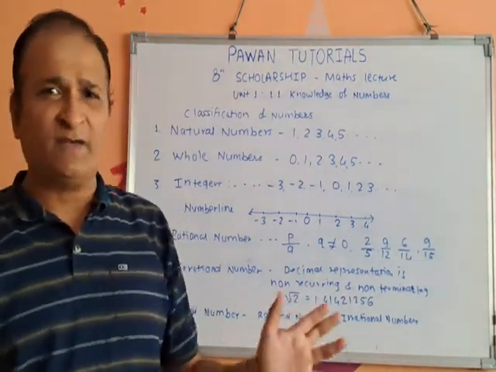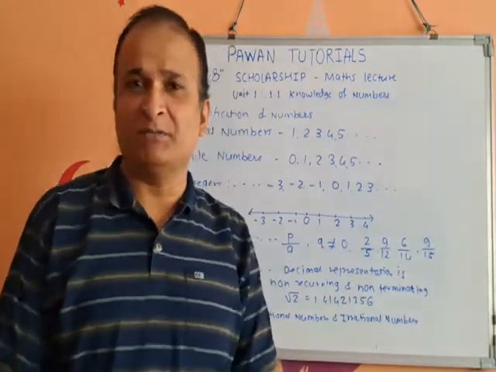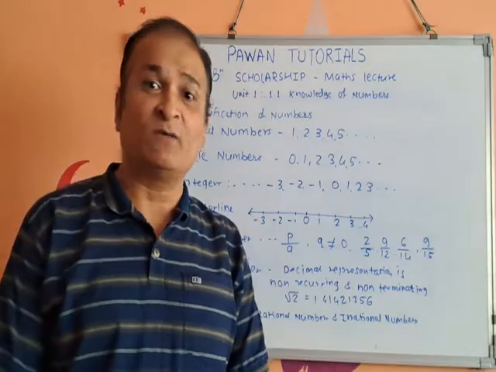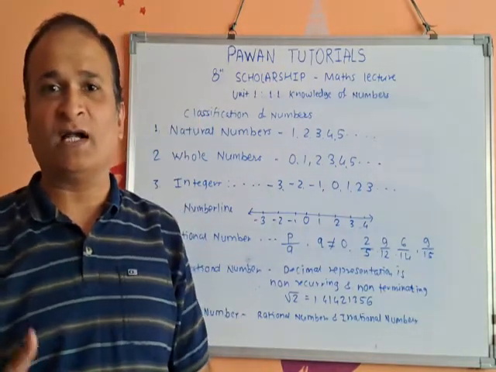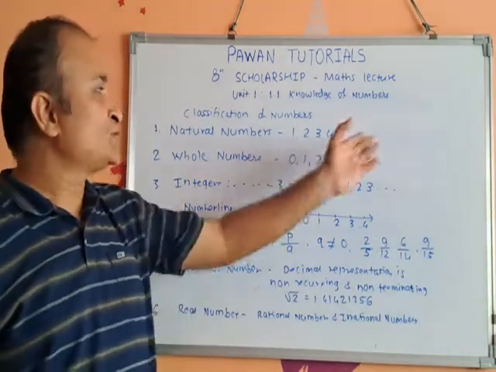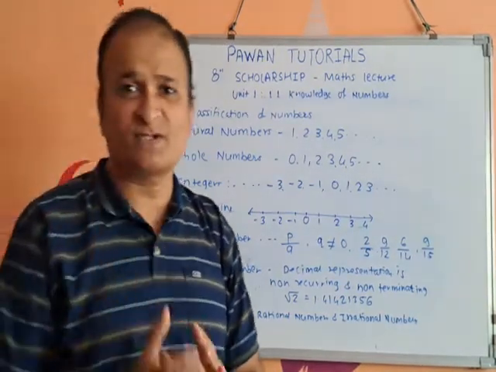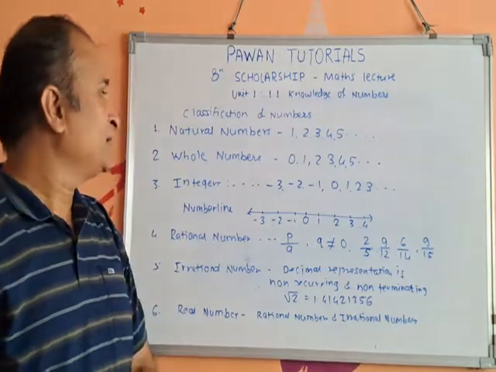Numbers are classified into various categories. The first one is natural numbers. Natural numbers means what, students? Natural numbers are called counting numbers. These numbers start from 1, 2, 3, 4, 5, and so on up to infinity. We call these natural numbers. We use these numbers for counting purposes, right, students?